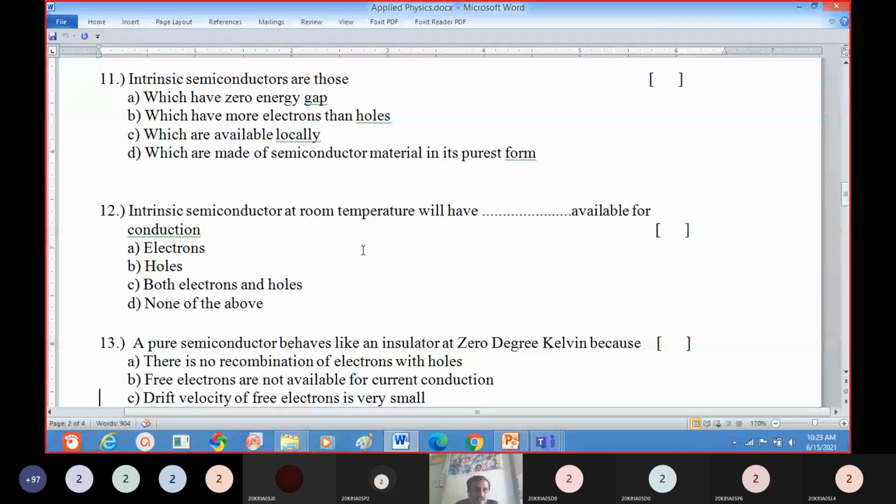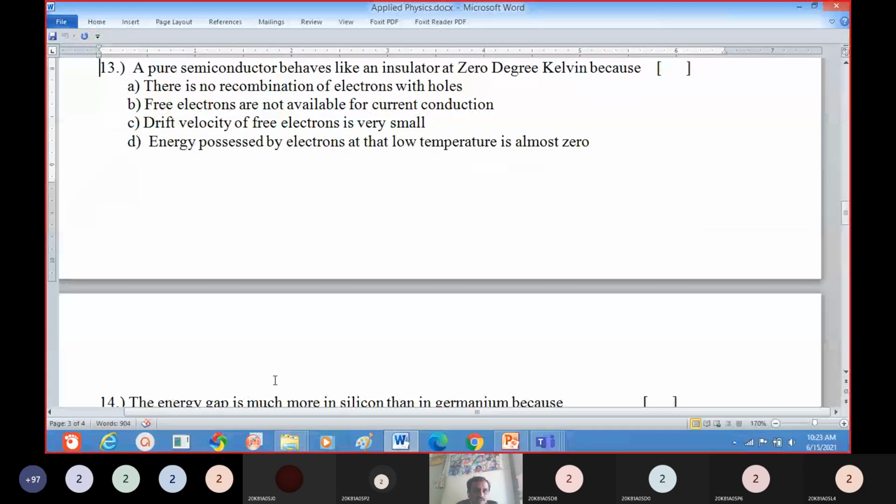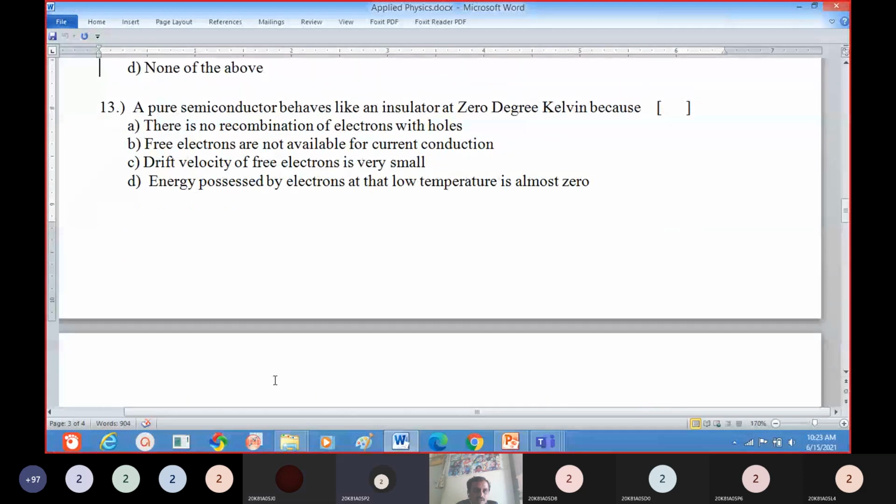A pure semiconductor behaves like an insulator at 0 degrees Kelvin, because what is the reason? If you take an intrinsic semiconductor, free electrons are not available. So you are saying option B. That is correct. And what is option A? There is no recombination of electrons. Either electrons or holes are not present at all, that's why option A is wrong.